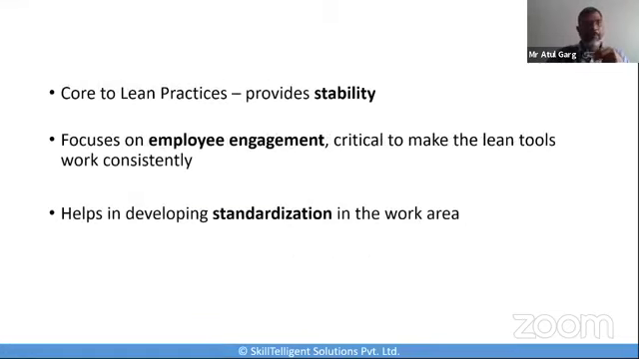5S is also a core lean principle and practice. It also provides stability to the house of lean, and this concept of the house of lean is something we'll discuss in a short while. 5S helps in increasing employee engagement, and I'm sure everyone understands that employee engagement is extremely critical to make the lean tools work consistently. It also aids in standardization at the workplace in several ways.